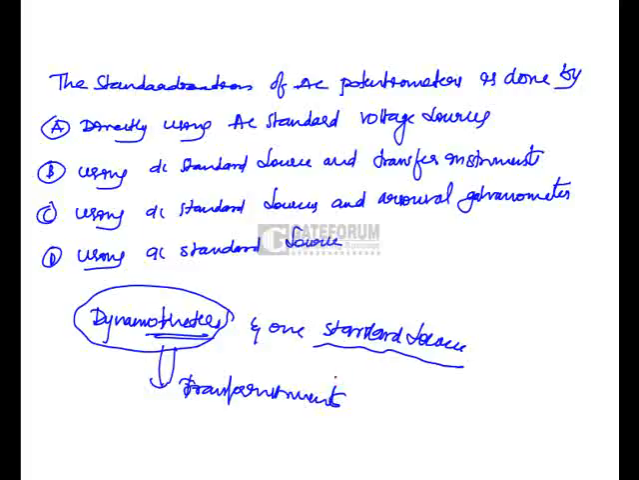Dynamometer is also called a transfer instrument. So standardization of an AC potentiometer is done by using a standard source, which is DC, and transfer instruments. So option B is the correct answer.